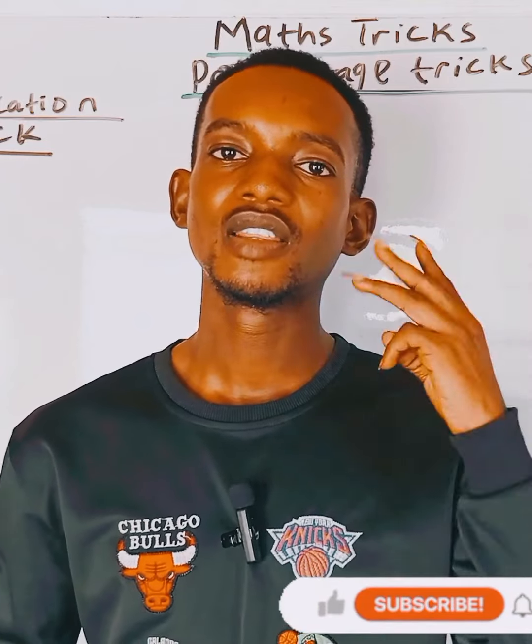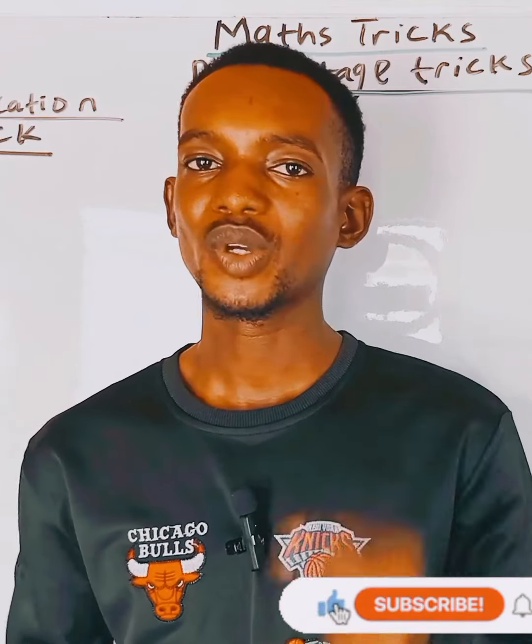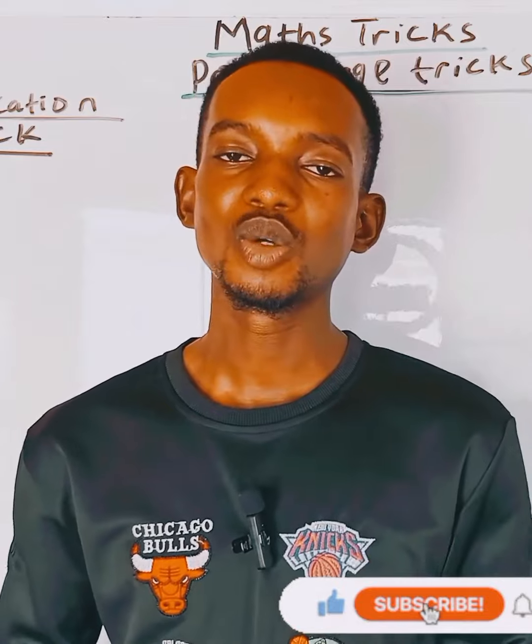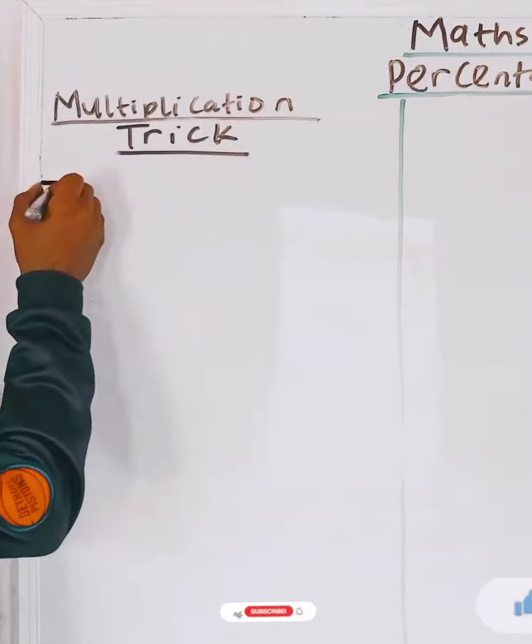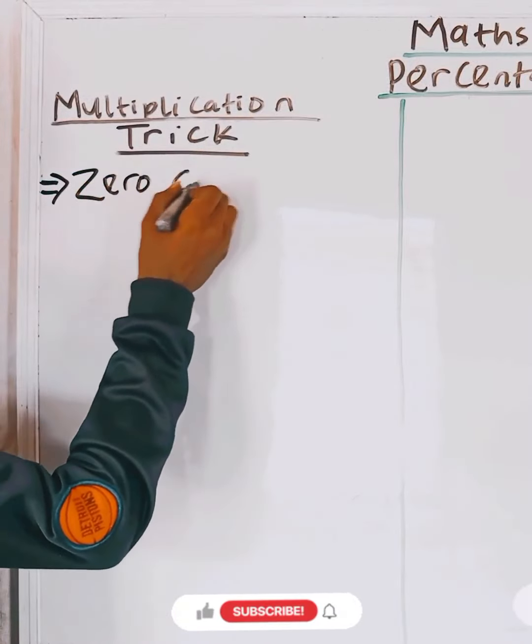So today we are going to be learning 3 cool percentage tricks that can help us to calculate and evaluate percentages of numbers easily and fast. The first part is the zero cancellation.